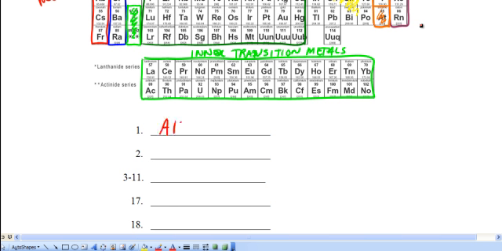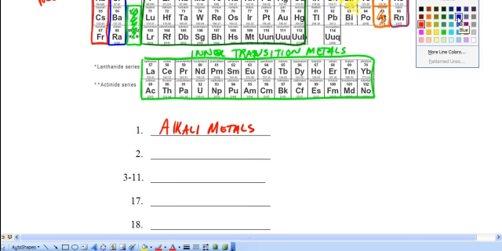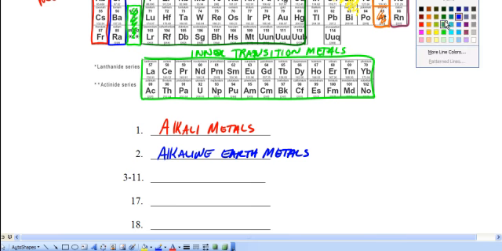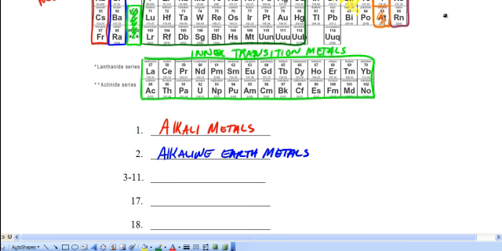Group number 1, alkali metals. Group number 2, switching over to the blue, is going to be the alkaline earth metals. Groups 3 through 11, we did in a green color. Those are the transition metals.